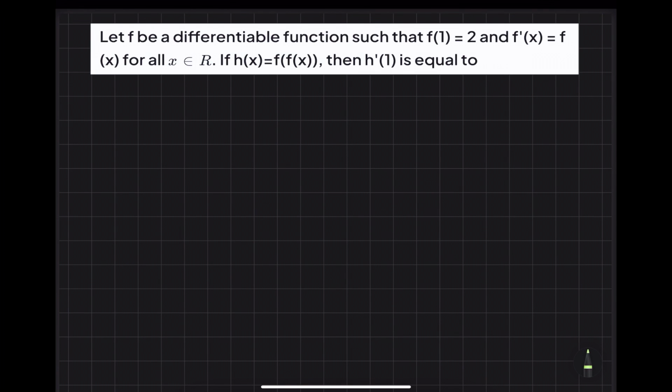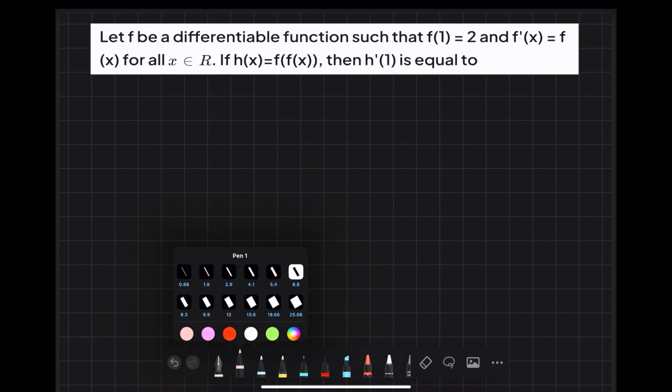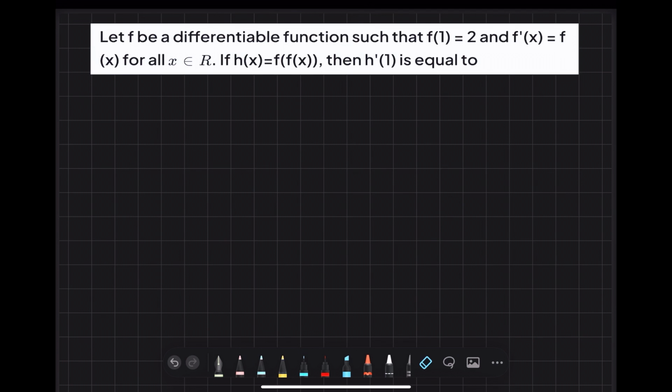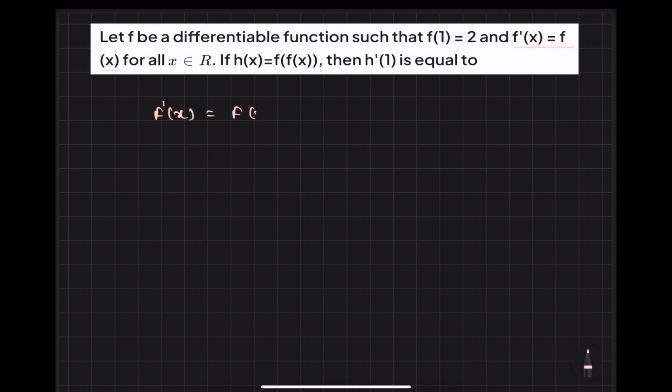So, we got a wholesome new problem which says: let f be a differentiable function such that f of 1 equals 2 and f dash x is equal to f of x. Okay, this is very beautiful. So, we have f dash x equals f of x. Okay, so first try to crack this situation.